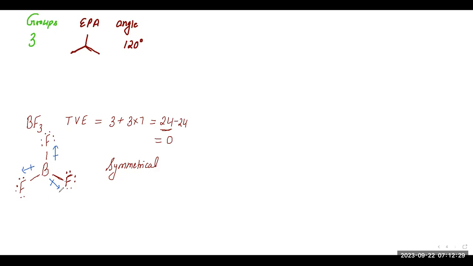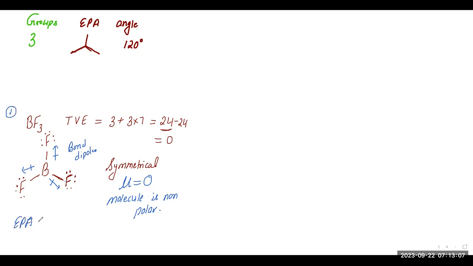All these are bond dipoles. So the bonds are polar, but the molecule is non-polar. You're getting it, children? This is a question: pick up an example where bonds are polar, but the molecule is non-polar. Is it clear to all of you? This is one example. So what is the EPA here?